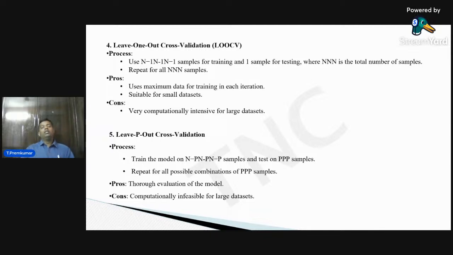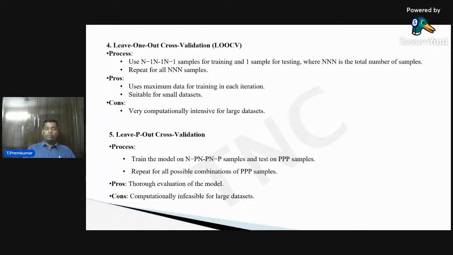When you talk about the next one, that is leave-P-out cross validation. Here, we're going to make combinations of n as well as P. That is n minus P samples for training, and the test is on the P samples. In the previous method, we used the total number of samples as n. Here, we're going to take it as n choose P for the total number of sample tests. So this test is going to be repeated for all possible combinations. The pros of this is a thorough evaluation of the entire model, and the cons is it is computationally infeasible for larger data sets.